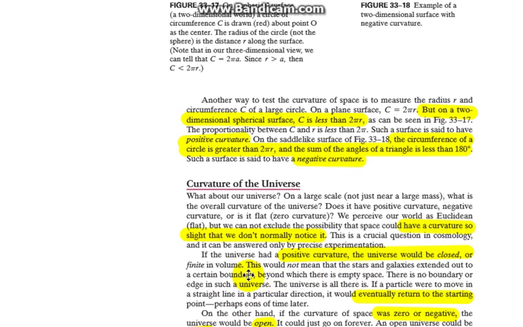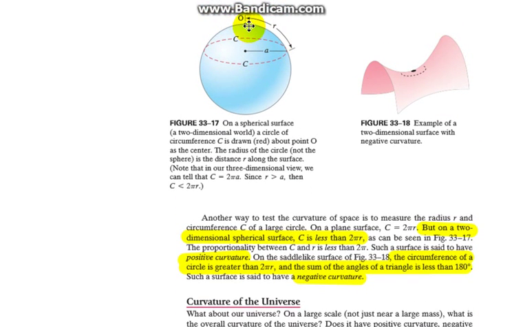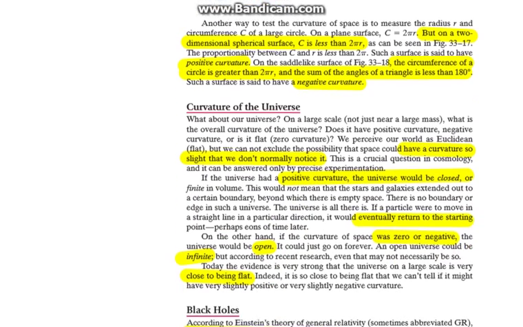If the universe had a positive curvature, the universe would be closed or finite in volume. This would not mean that stars and galaxies extend out to a certain boundary beyond which there is empty space. There is no boundary or edge like that in the universe. The universe is all there is. If a particle were to move in a straight line in a particular direction, it would eventually return if the universe was like this. The particle goes in one direction and comes back to the start eventually.